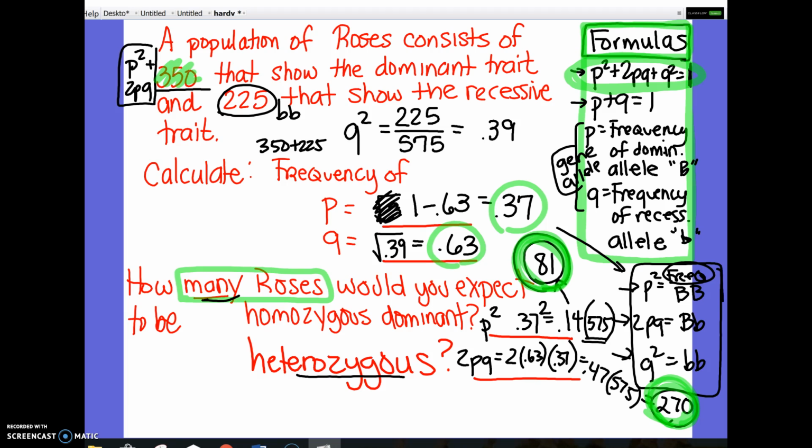All right? And again, please, if they ask you about frequency, the word frequency does not tell you what they're asking for. A frequency is just a decimal. For example, here the frequency of p was 0.37. If they say what percent is p, then you'd multiply by 100, it would be 37%. Or if they said what percent of the roses are homozygous dominant, we said that the frequency of homozygous dominant was 0.14, so that would be 14%.